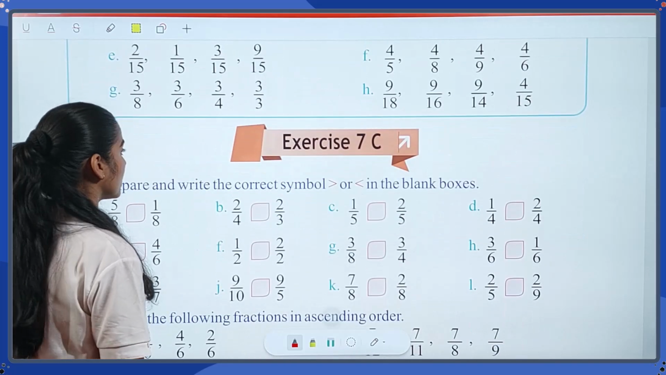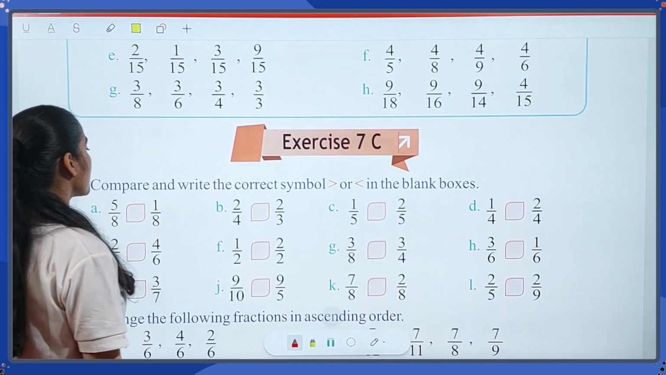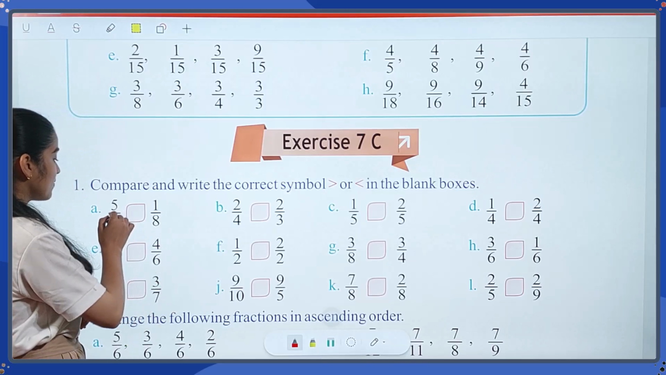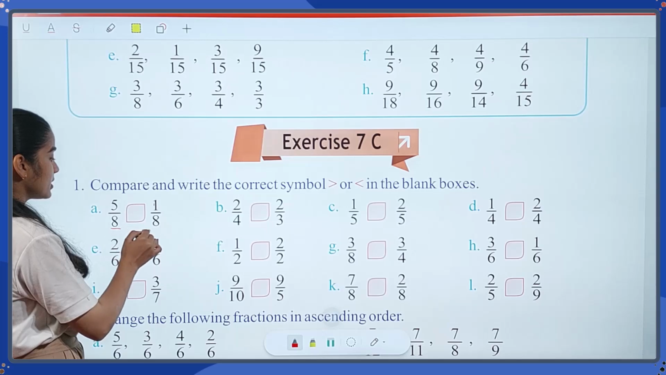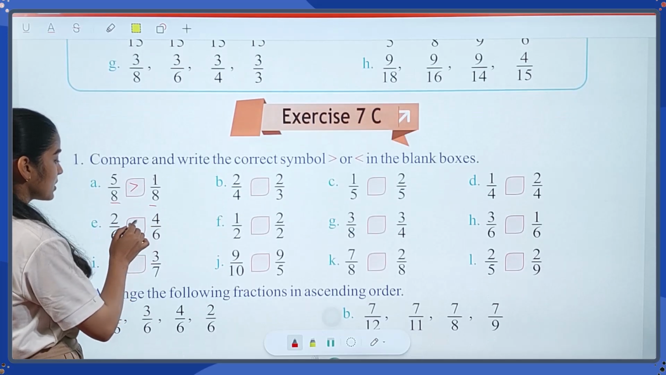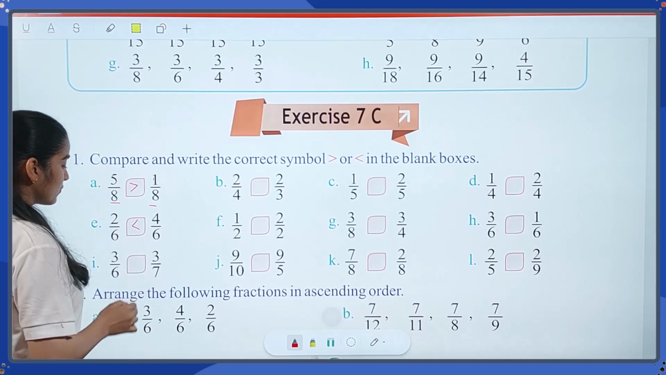We move to our next exercise 7C. Compare and write the correct symbol, greater or smaller, in the blank boxes. So 5 by 8, 1 by 8, the denominator is the same. Which one is greater? 5 by 8. 2 by 6, 4 by 6, which one is greater? 4 by 6.